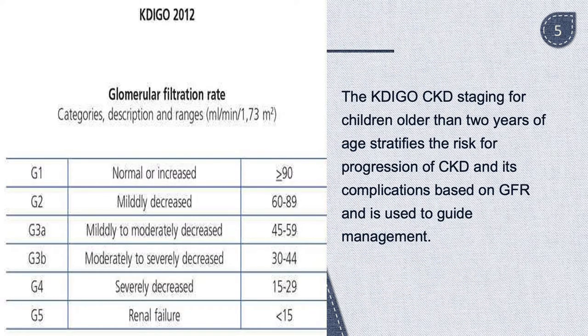As can be seen in the table alongside, CKD is classified based on the GFR into categories G1 to G5 with decreasing levels of GFR, starting at more than 90 mL per minute and decreasing to less than 15 mL per minute. This classification system is used for children over the age of 2, and it is also used in terms of classification of the risk of progression of CKD and the complications based on a declining GFR.